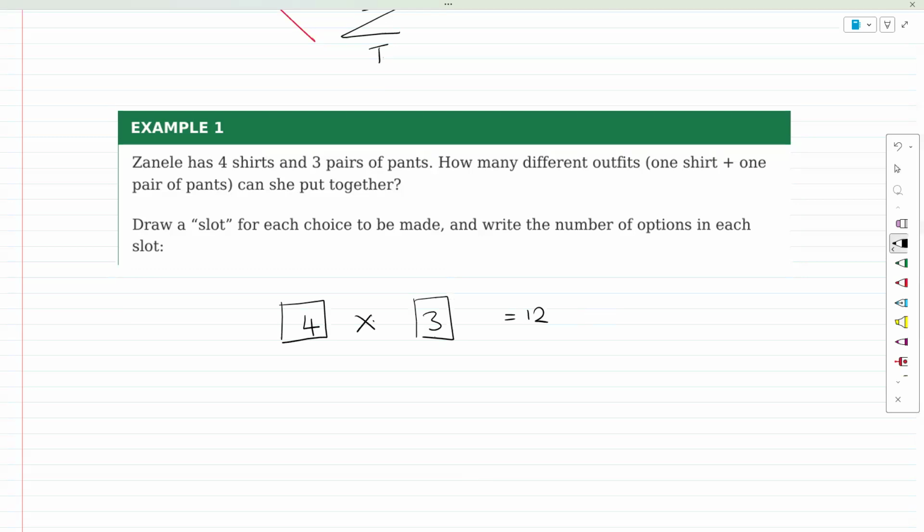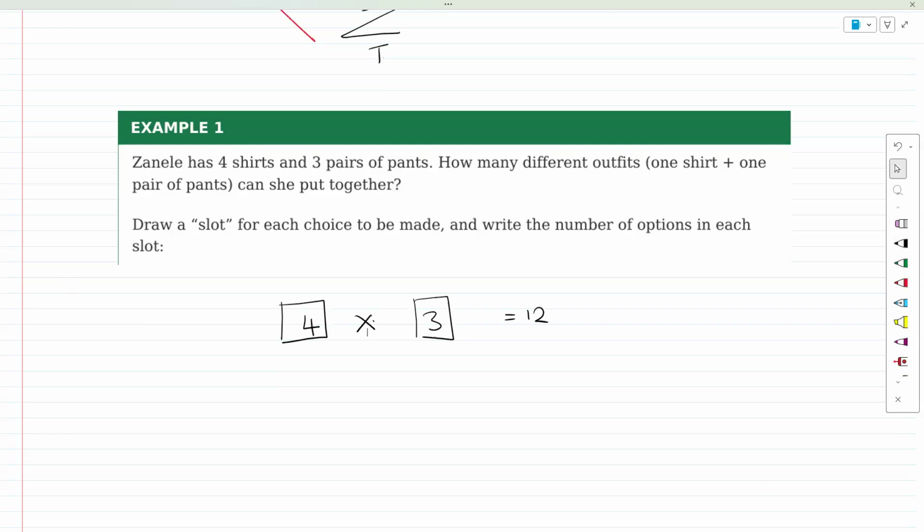12 different outfits. Now, with the slot method, for any counting problem, all you have to do is draw one slot for every decision that has to be filled. You write the number of available options above each slot, and then you multiply the numbers. And this works perfectly for outfits, number plates, pins, seating arrangements. Basically, every single question you can think of, the slot method works very well.